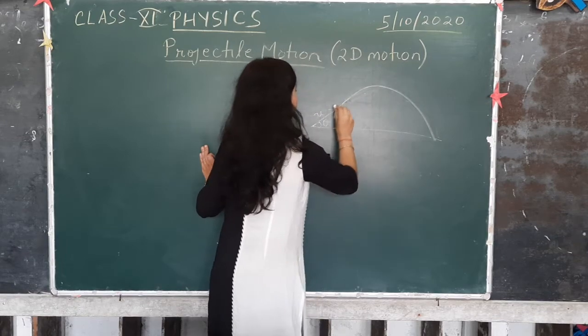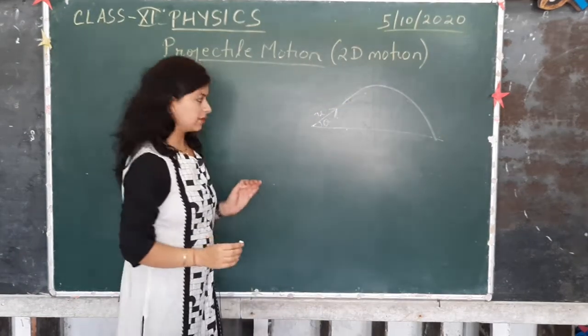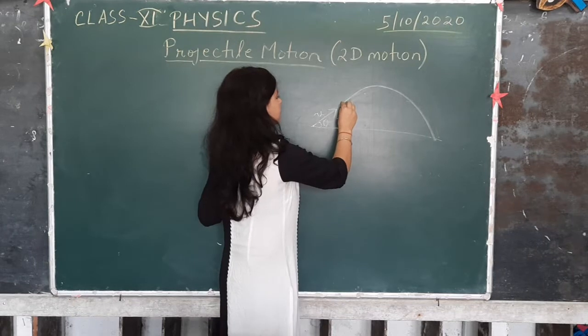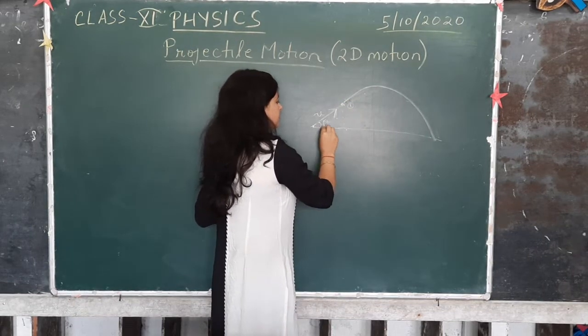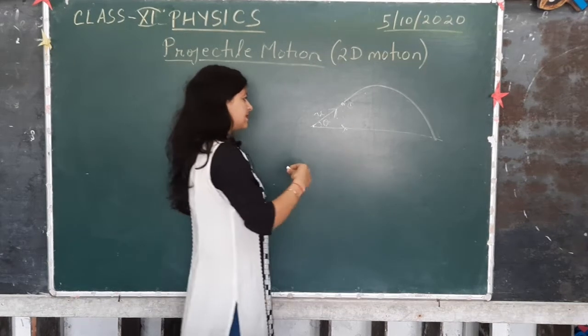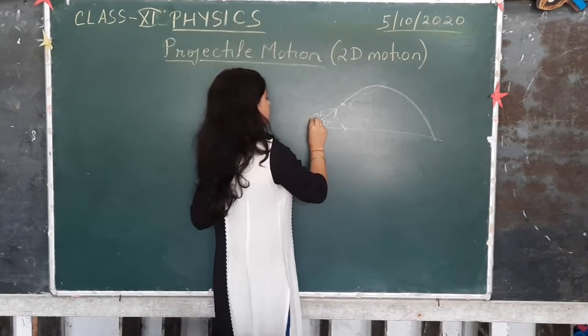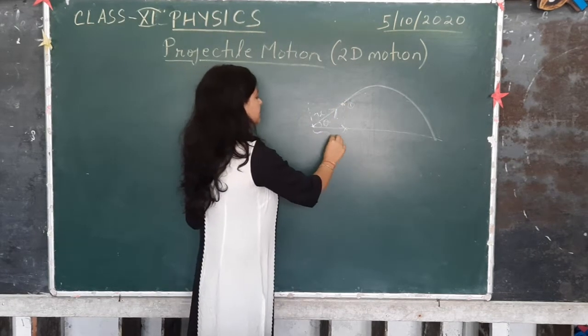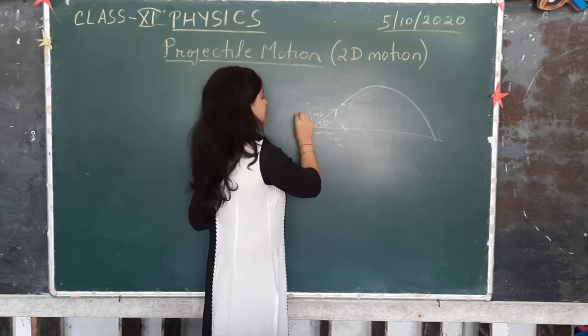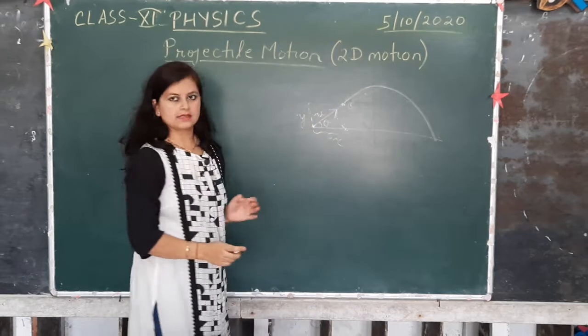Now if you look at each and every point on this motion, suppose you look at this point number 1. Here you can see that it has covered a certain distance along the x-axis, and here you can see it has covered a certain height also. So this is the displacement along the x-axis and this is the displacement along the y-axis.